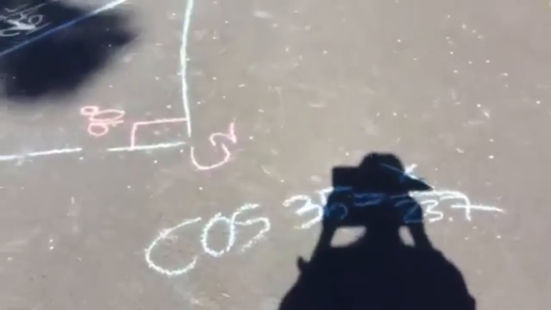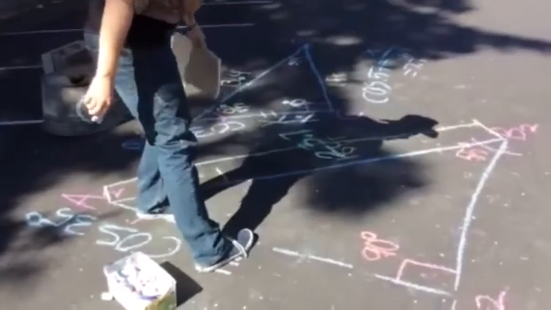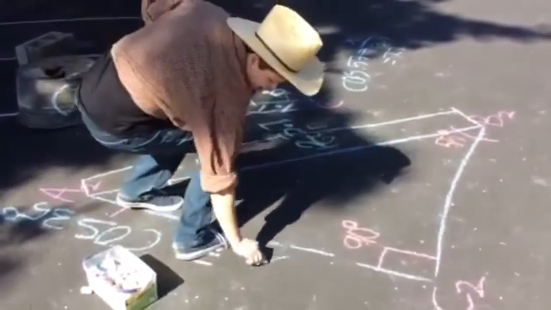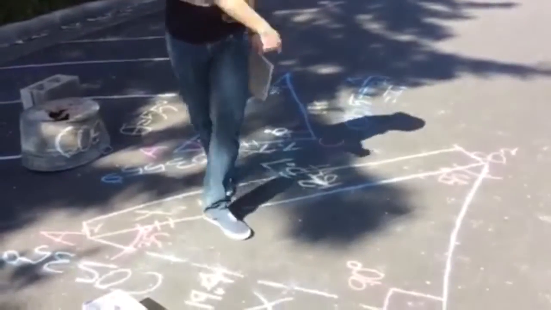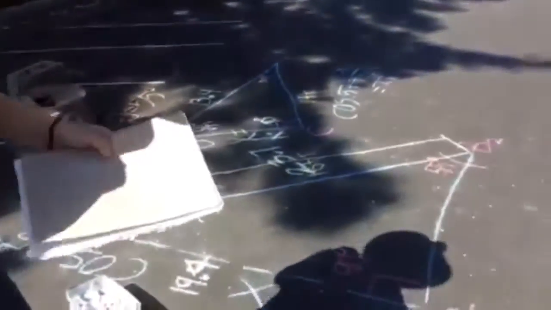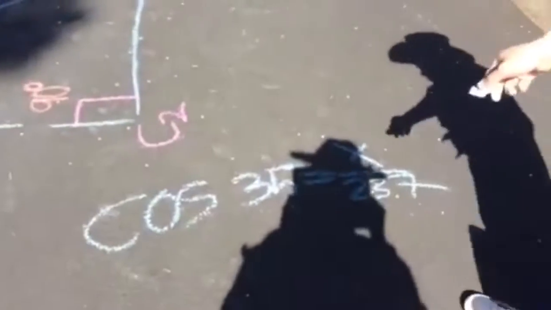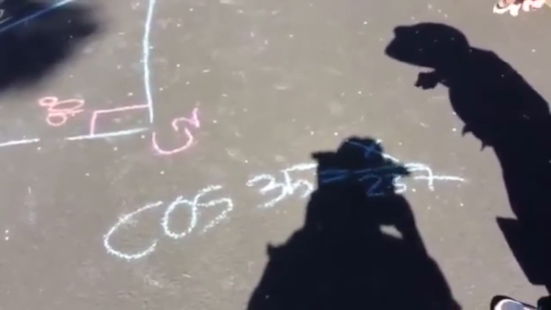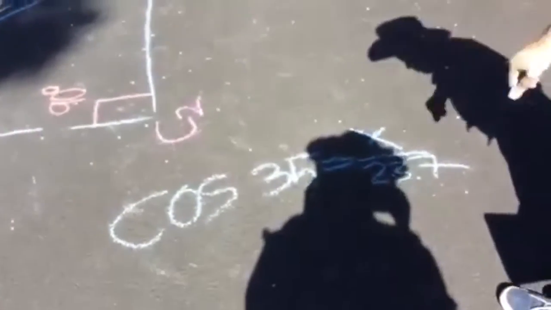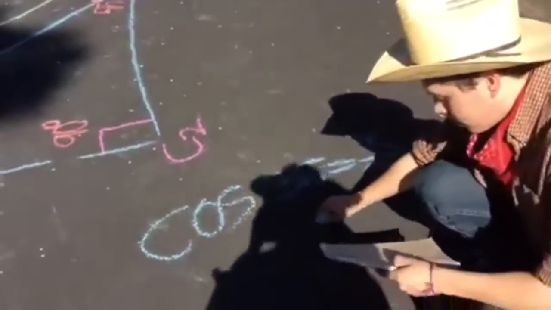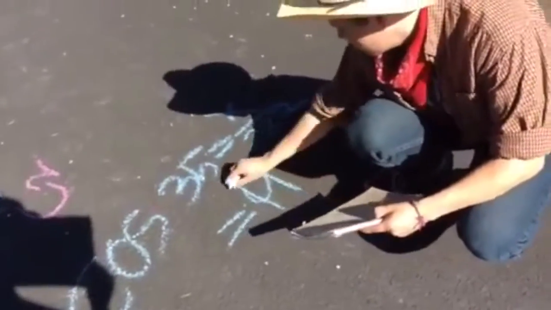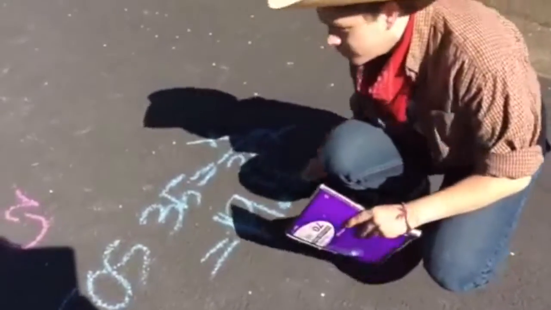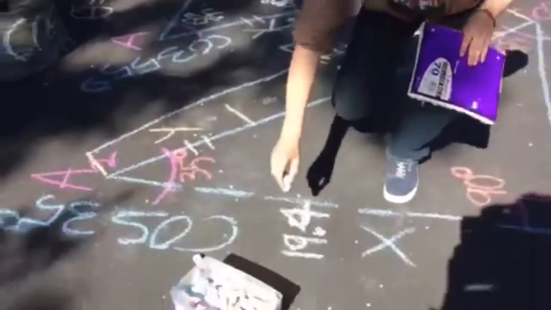So cosine being adjacent over hypotenuse. We're going to pretend we don't know that answer. This is what we're going to find. This is x. And this, 23.7, we already know is the length of the hypotenuse. Cosine of 35 equals x over 23.7. When we solve this out, it comes out to equal 19.4, which matches our original answer.